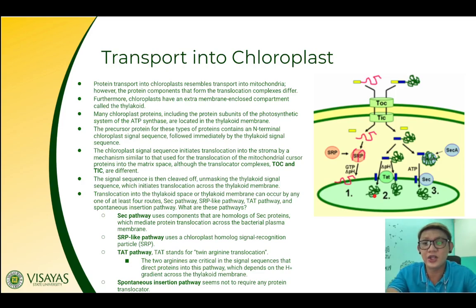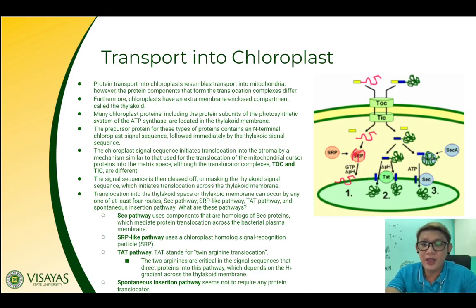So translocation to the thylakoid space or thylakoid membrane can occur by any of the following routes: the SEC pathway, the SRP-like pathway, the TAT pathway, and the spontaneous insertion pathway. So what are these, and how do they differ from each other? The SEC pathway uses components that are homologs of SEC proteins, which mediate protein translocation across the bacterial plasma membrane. The SRP-like pathway uses a chloroplast homolog of the signal recognition particle, the SRP.